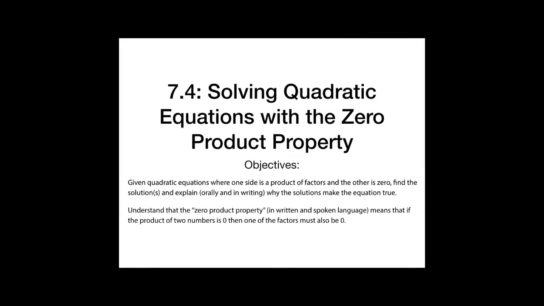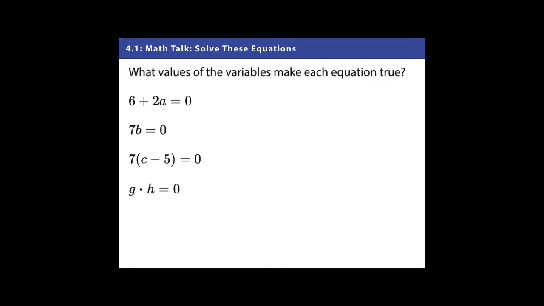Algebra 1. In this video we are looking at Unit 7, Lessons 4 and 5. So Lesson 4 is solving quadratic equations with the zero product property. So example 1, what values of the variables make each equation true?